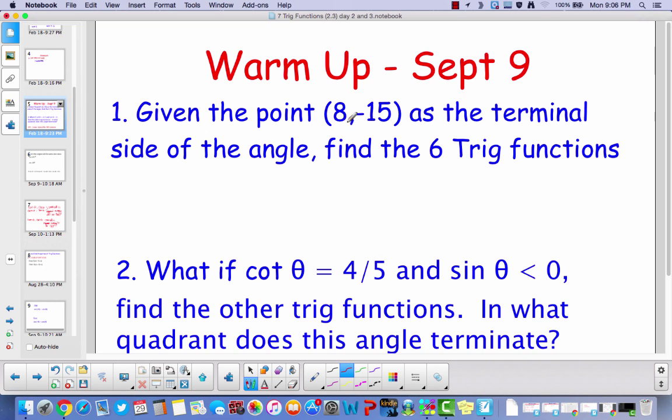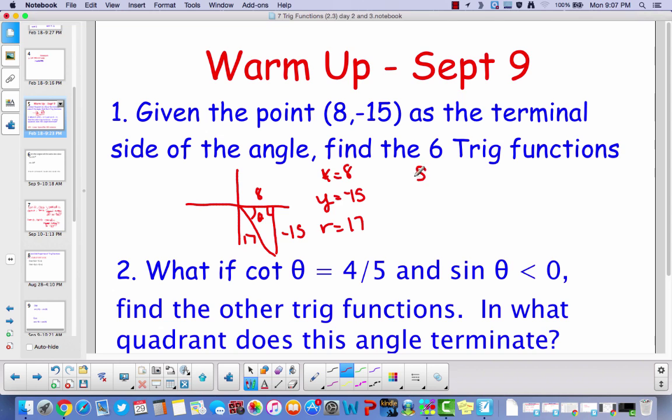Okay, so this, if we draw our picture, which we need to make sure that we do, says go over 8 and down 15. So this is a positive 8. This is a negative 15. Here is our picture. And what is our missing side here? Well, it's a Pythagorean triple, so it's 17. This is a right angle here. So our x is 8, our y is negative 15, and our r is 17.